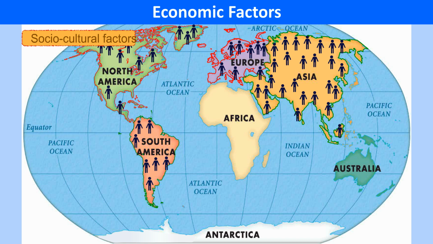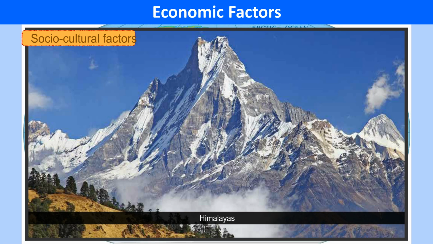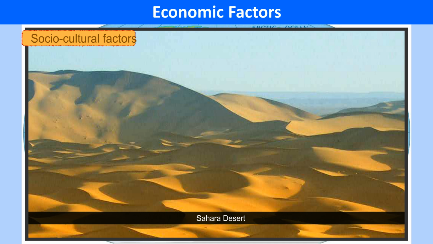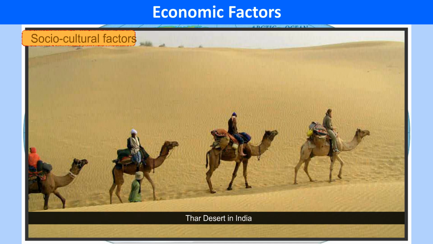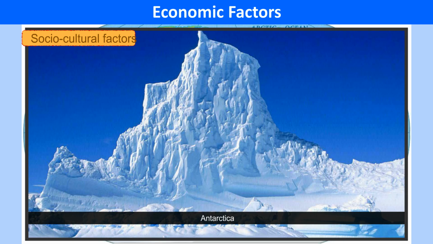Sparsely populated areas have 5 to 25 people per square kilometer. Mountainous tracts like the Himalayas, Rockies, Andes, desert areas like the Sahara, Thar, Kalahari, Mexican, the tundra regions, Antarctica, and the equatorial regions like the Congo and Amazon basins are generally sparsely populated.